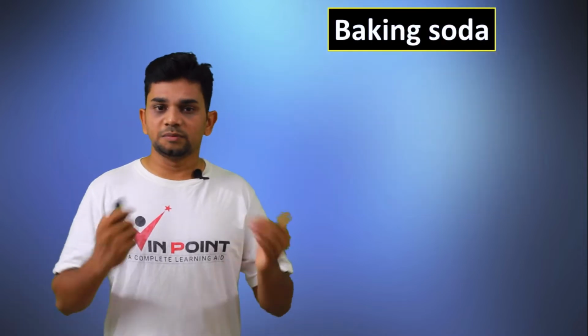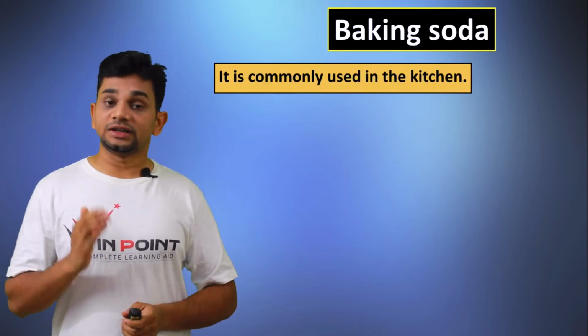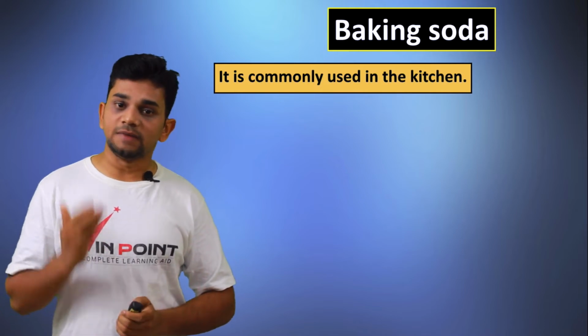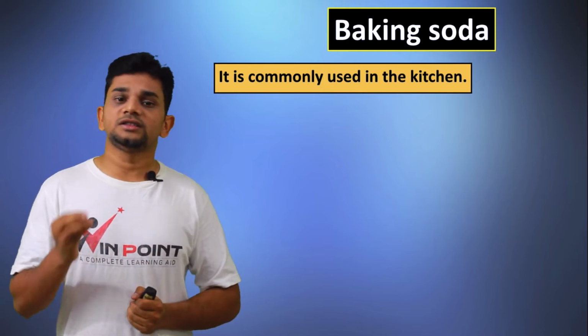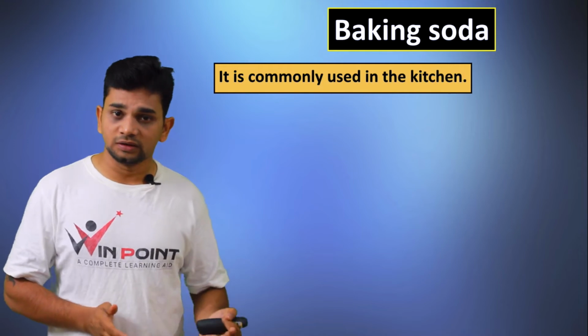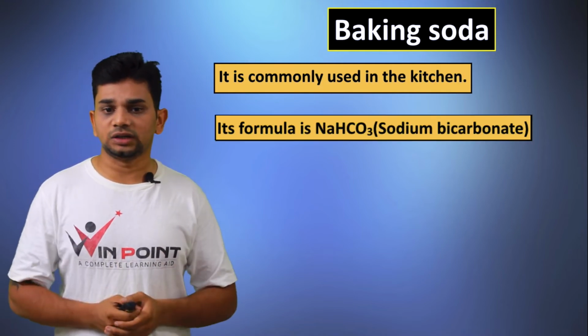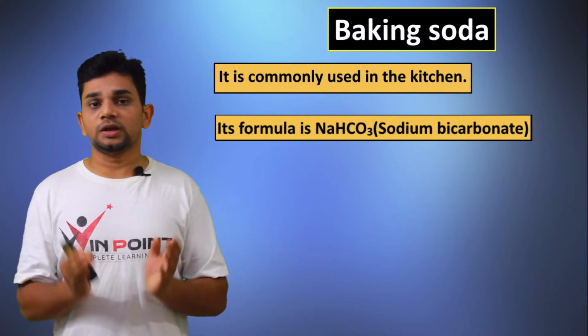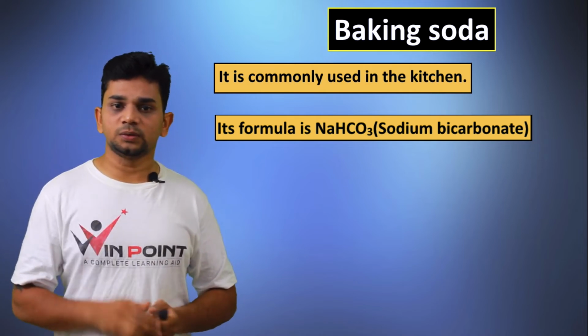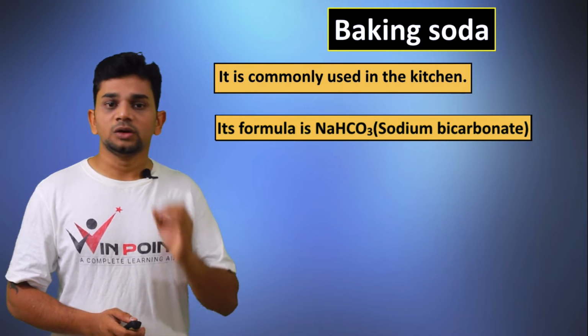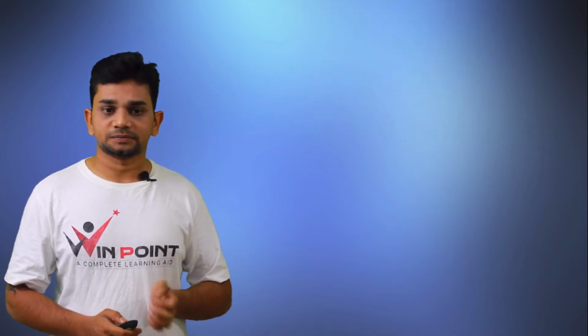Baking soda. Next important salt is baking soda. We are using baking soda at home, right? It is commonly used in the kitchen. We can change that baking soda to baking powder, then we can use it in the kitchen. Formula of baking soda is NaHCO3, sodium bicarbonate or sodium hydrogen carbonate. There are two names for this.